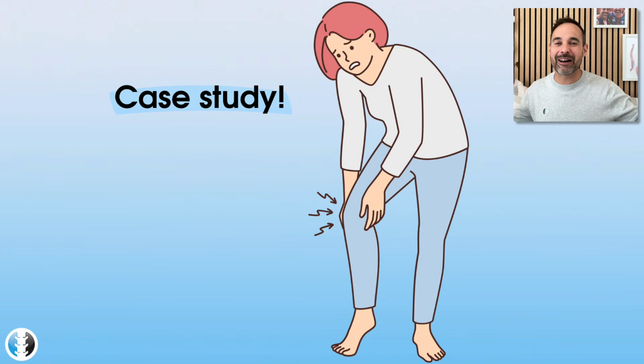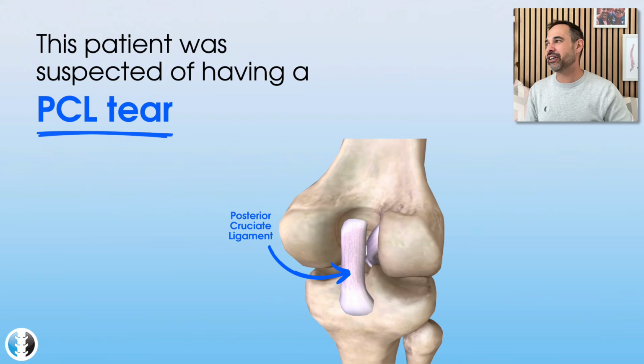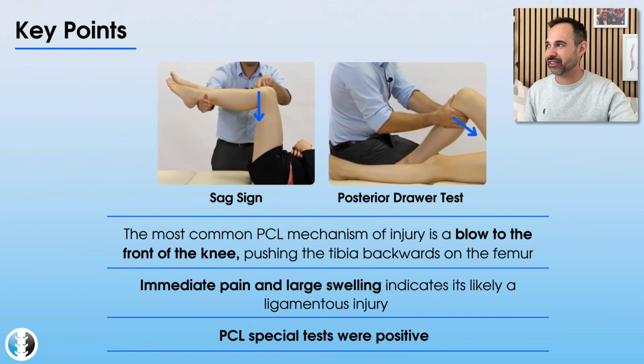Okay everyone, time's up. Let's go through the answer to this case study. So, with the presentation and in particular with some of those special tests, it was evident to us that this patient had suffered a posterior cruciate ligament tear. Why was this? Let's go through all the answers.